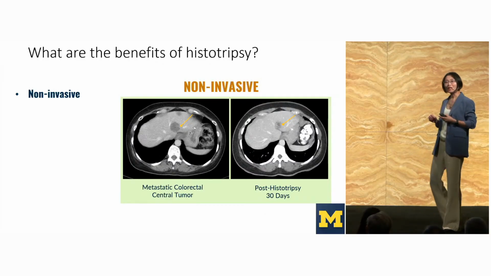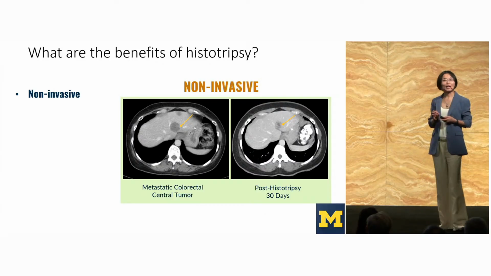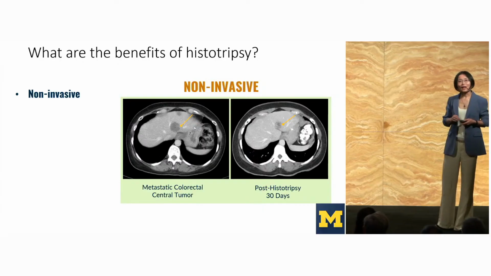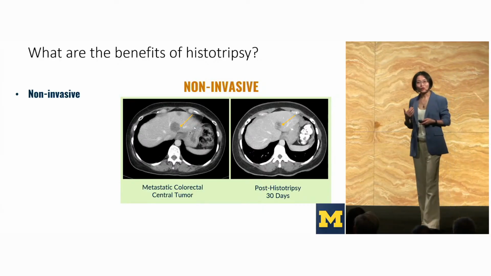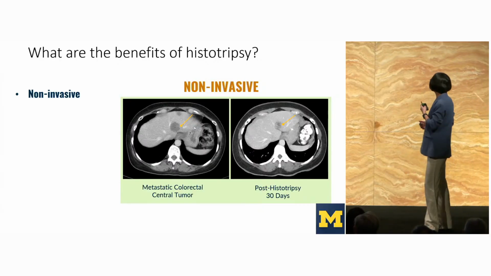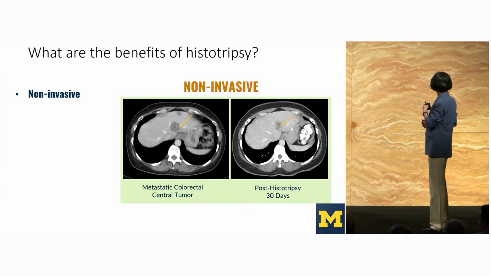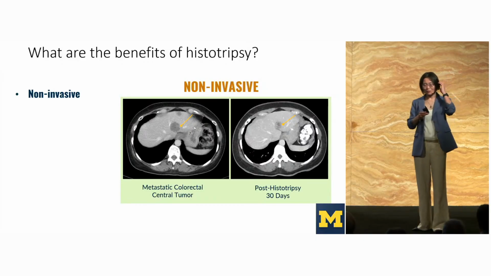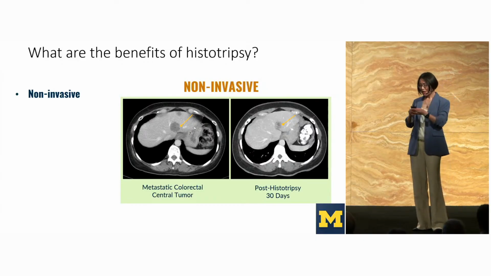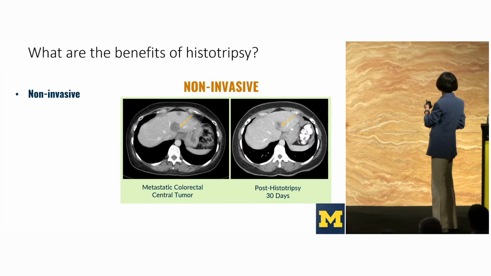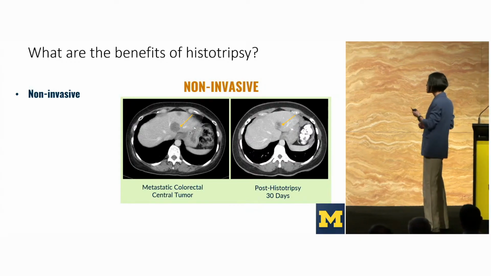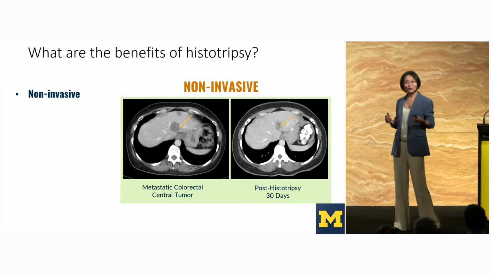Histotripsy liquefied that tumor to acellular debris, and that acellular debris is absorbed over time by the body. You can see 30 days later, that tumor is not a tumor anymore. It's just liquefied debris here, and it's substantially reduced already. And most importantly, there's no damage to the surrounding or overlying liver at all.